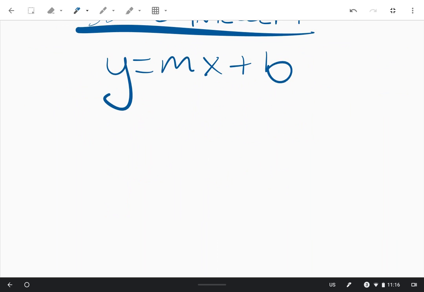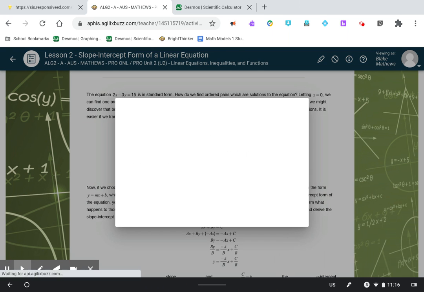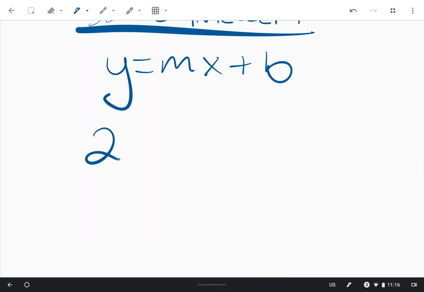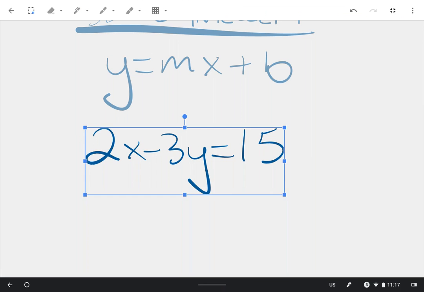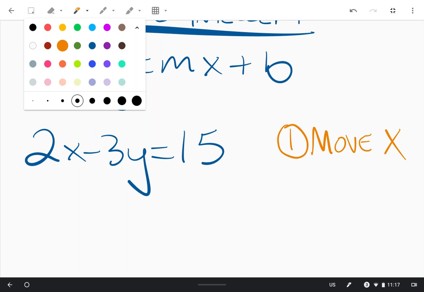The basic process for going from standard form to slope-intercept form is to do two things. Let's use this example: 2x minus 3y equals 15. If this is the standard form equation that I have, the first of the two steps is to move the x. In other words, you need to move the x so that it is on the opposite side of the equation as the y.